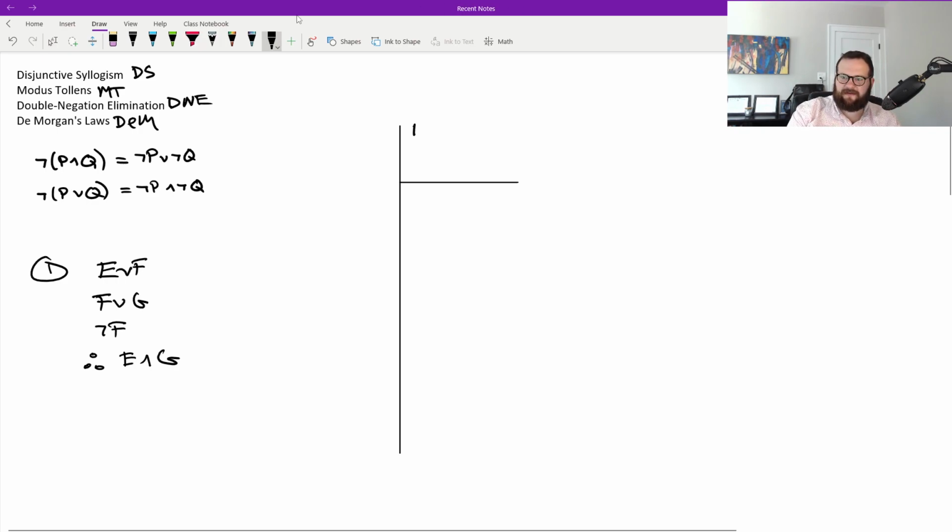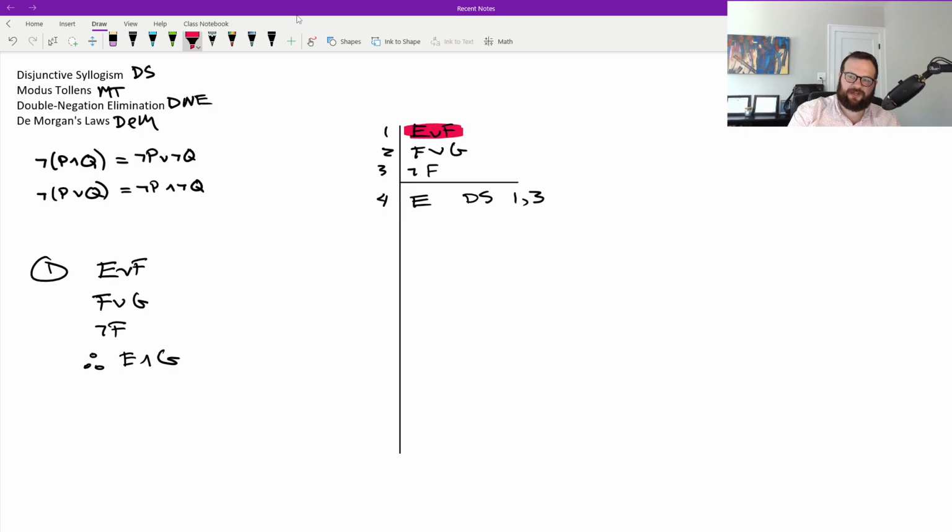All right, so I have E or F, I have F or G, and I know not F. Lines 1, 2, 3. Step 1, disjunctive syllogism over line 1. So I know E has to be true. Disjunctive syllogism, 1, 3. I'm allowed to do that because I have a disjunction and I know that one side of it's false. That means the other side has to be true. I'm going to do the same thing with the disjunction on line 2 this time, to get that G must be true. Disjunctive syllogism, 2, 3.